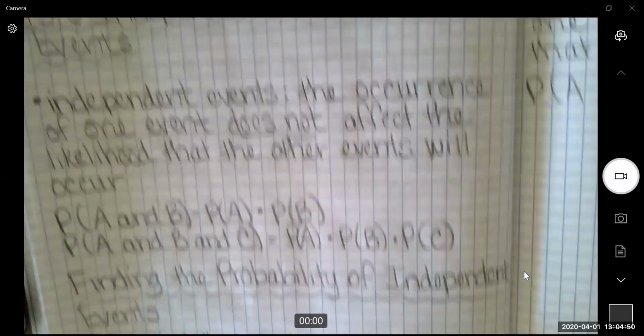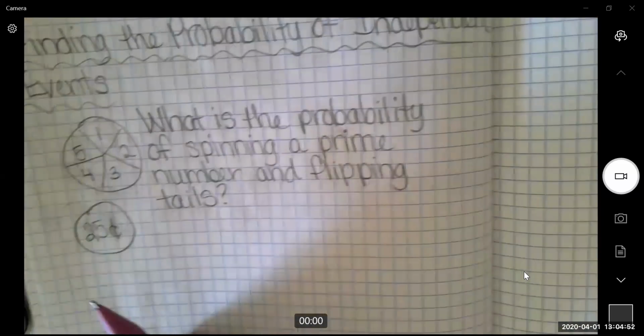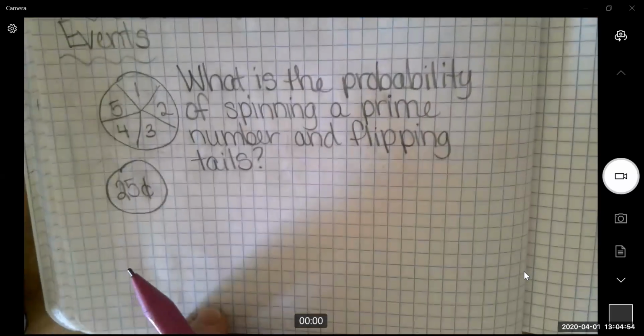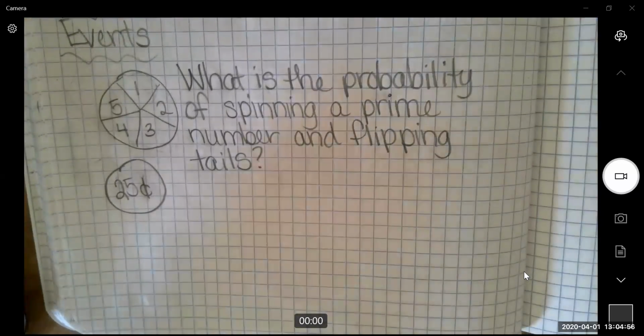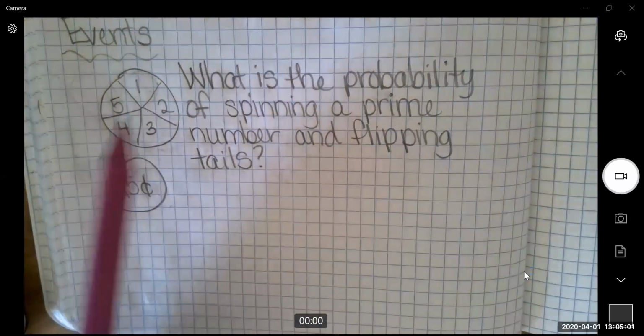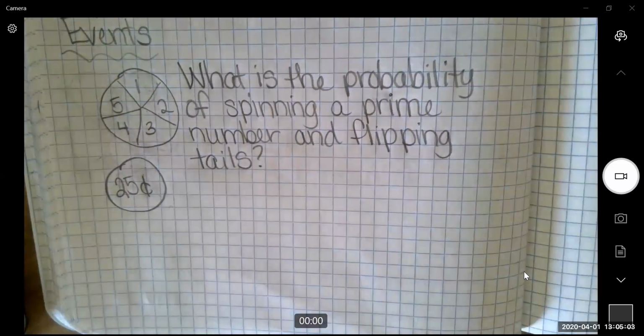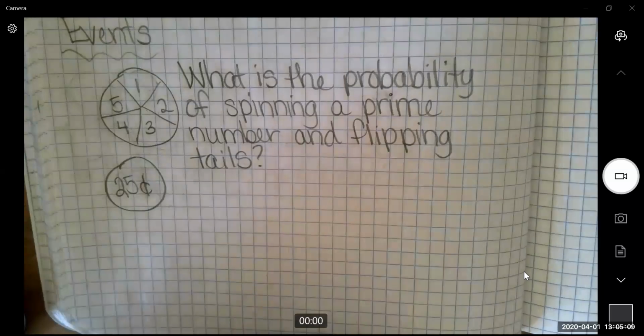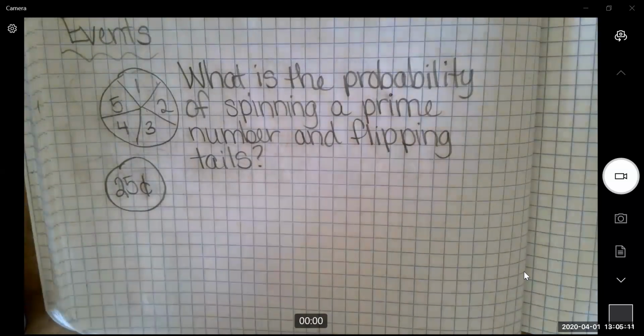Okay, so here's the first example. What's the probability of spinning a prime number and flipping tails? These are independent of each other. One has nothing to do with the other. You could flip a coin and spin the spinner and you're good. All right, so you can pause the video, get the example. I'm going to stick a piece of paper under here.